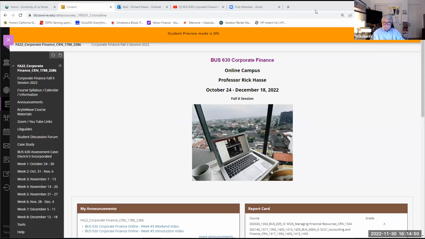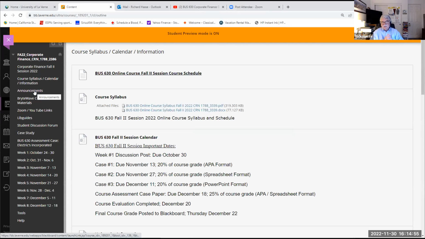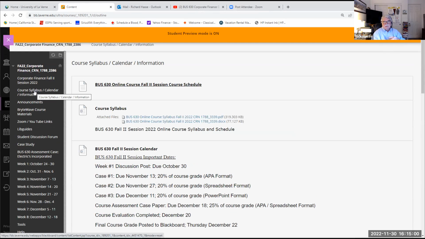And as we wind down our course, this is week 6. This is an 8-week class. Here's where we stand as far as our timeline is concerned. We have case number 3, which we posted this weekend, due December 11th. And then the course assessment case paper, which is the Electrics case, which has been posted, and it's due the last day of our class, December 18th. That technically is our final examination for this course. More on that in my weekend video in a few days. And we are now on week number 6.